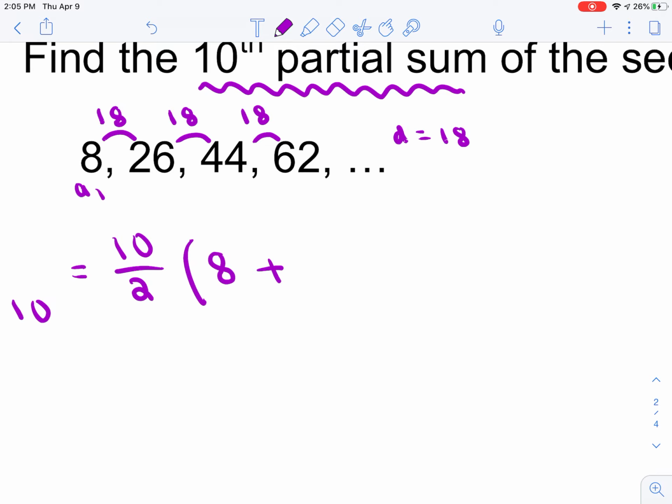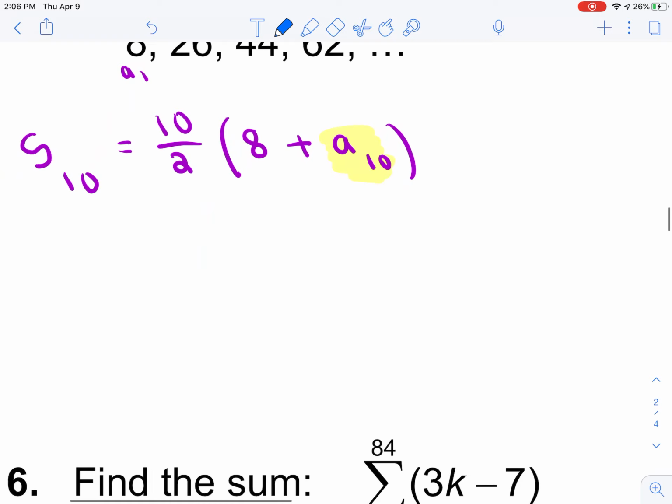Here's the problem. They only gave us the first 4 numbers of this set, and we need the first 10 numbers. I'm not going to ask you to keep adding 18 until you get to that 10th number, even though that's what we want, whatever that 10th term is. Instead, we're going to find it using the first formula that you learned. If you ever want to find a specific term, remember the formula from the first page: we need to know the first term, which in this case was 8, and then we add to it n minus 1 times the common difference, which in this case is 18.